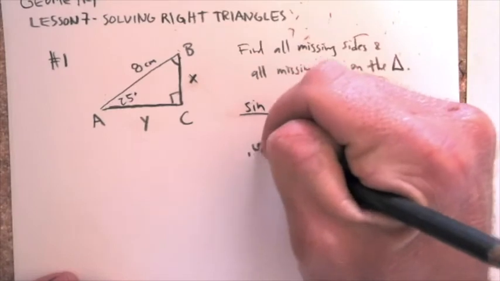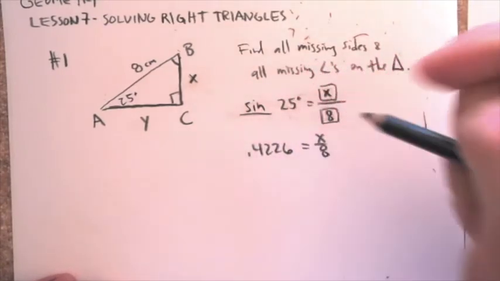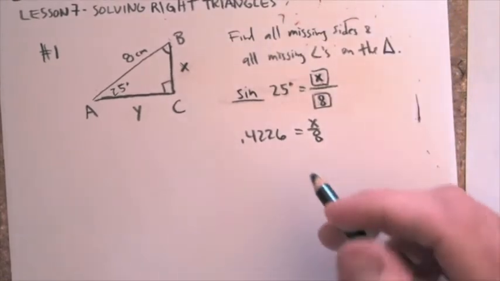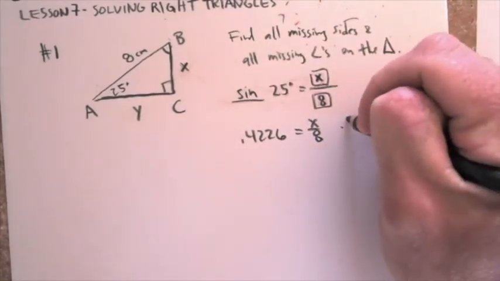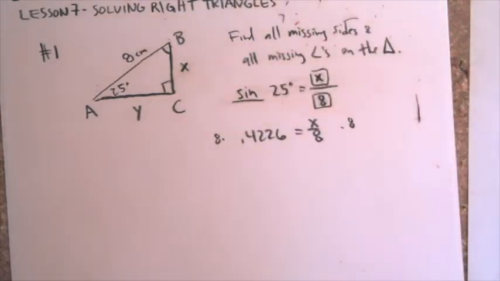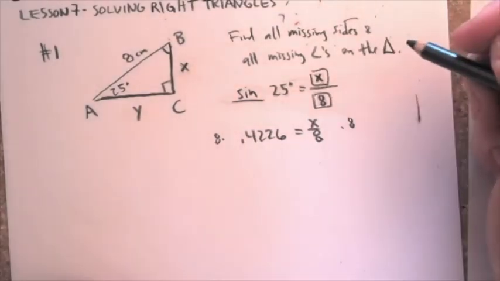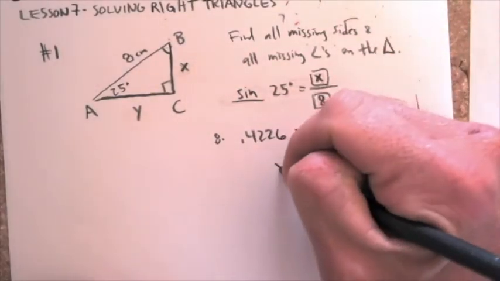0.4226. To solve that, we multiply both sides by 8. So pull up a calculator, 0.4226 times 8. I'm getting 3.4 to the nearest tenth.